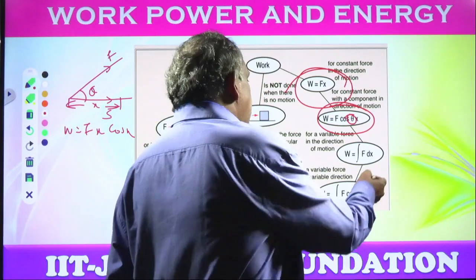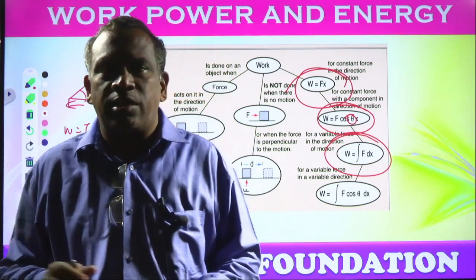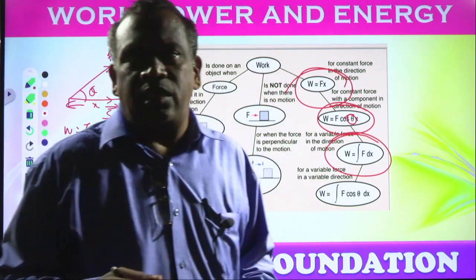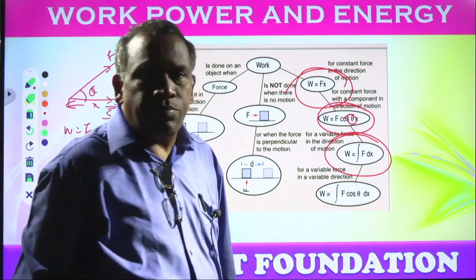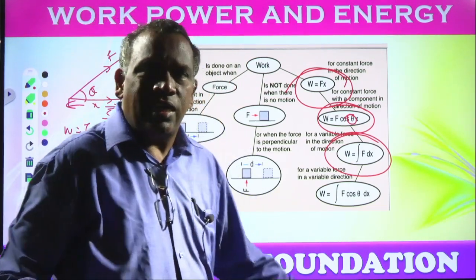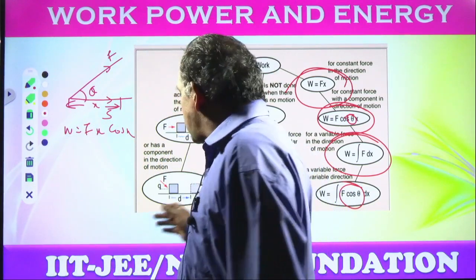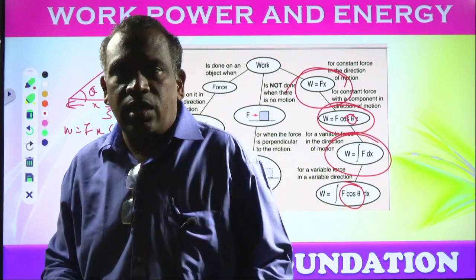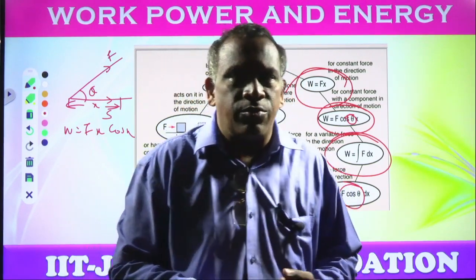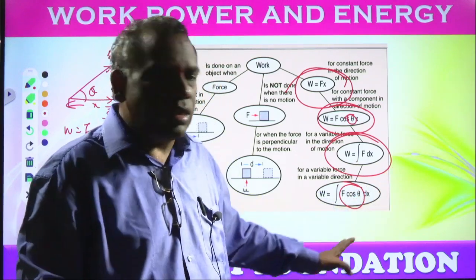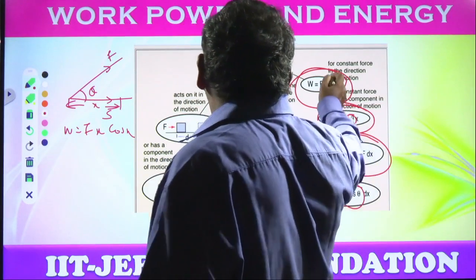Next, if there is a variable force, the force varies with displacement. There are certain cases where the force is not constant. When the force is not constant, work is the integral of Fx dx, where Fx is nothing but F cos theta. So work done by a constant force is Fx cos theta, and work done by a variable force is the integral of Fx dx, or F cos theta dx. So this is about the work formulas.